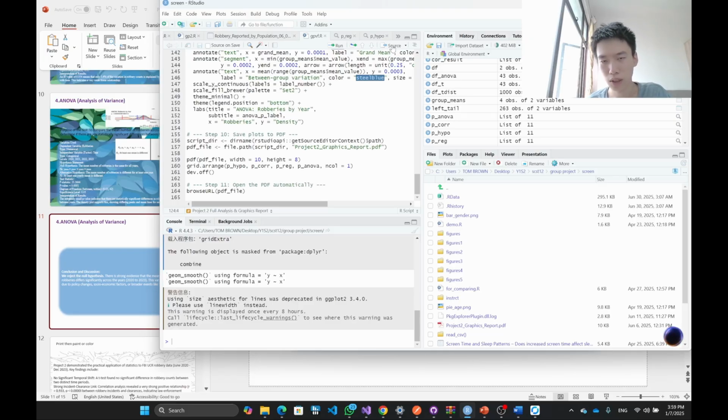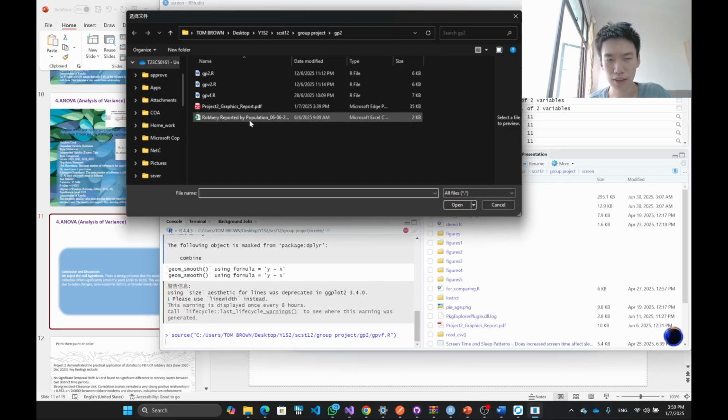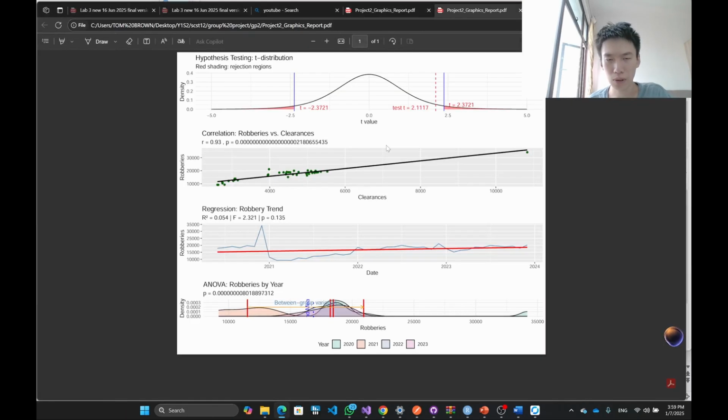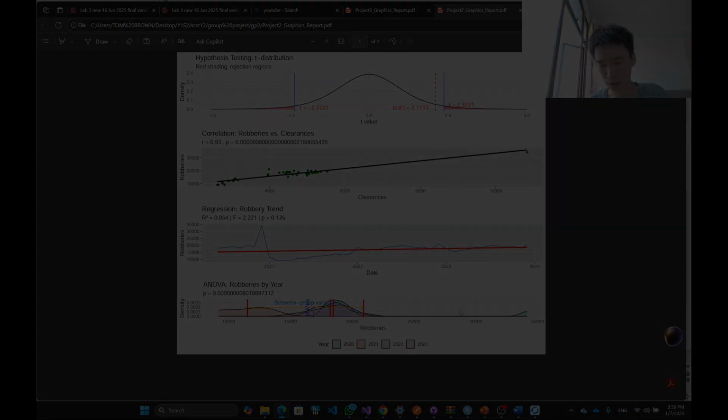So now I'm going to demonstrate my code. Here is our datasheet, and after we open the datasheet, it will directly output the graphics from analysis 1 to analysis 4. Okay, that's all. Thank you.